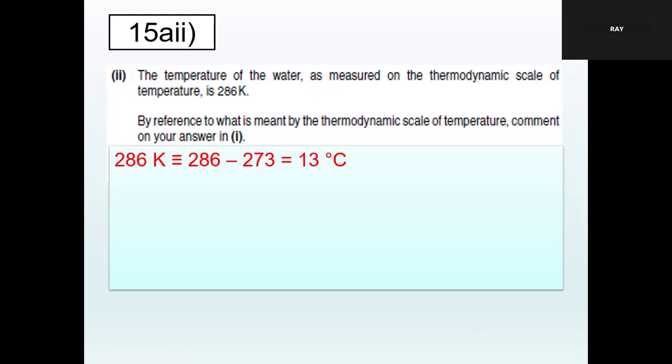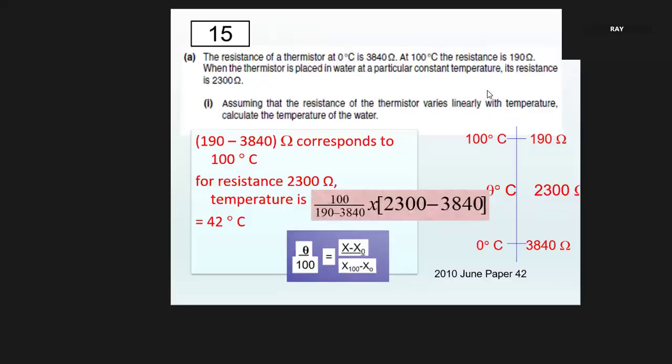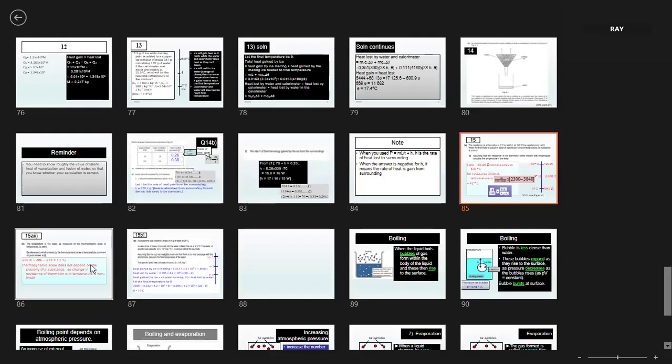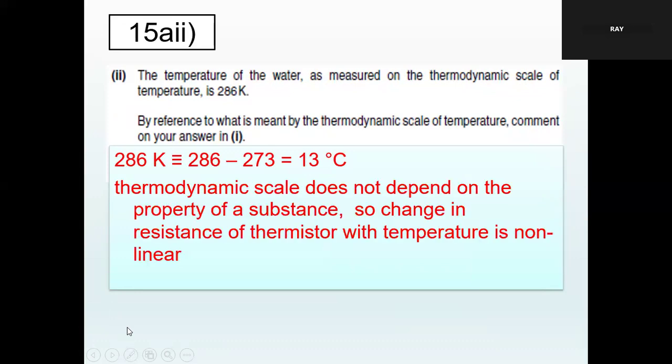First, convert to Celsius. From Kelvin is 13 degrees. Right? Different from 42 degrees. So you have to comment on why the two values are different. Thermodynamic scale does not depend on the property of a substance. So the change in resistance of thermistor with temperature is non-linear. That's the reason. Can or not?